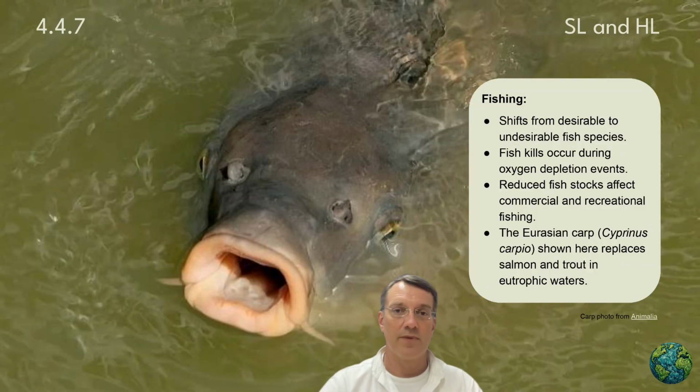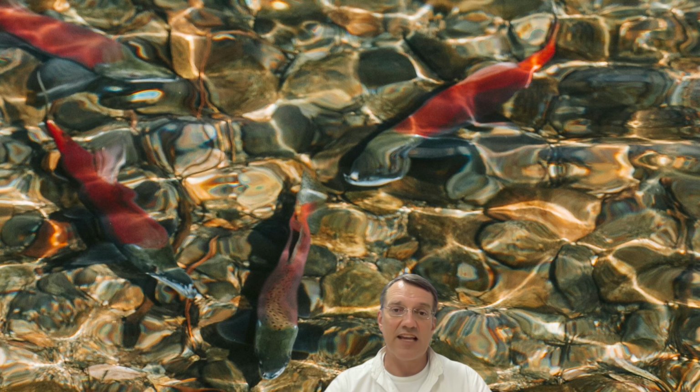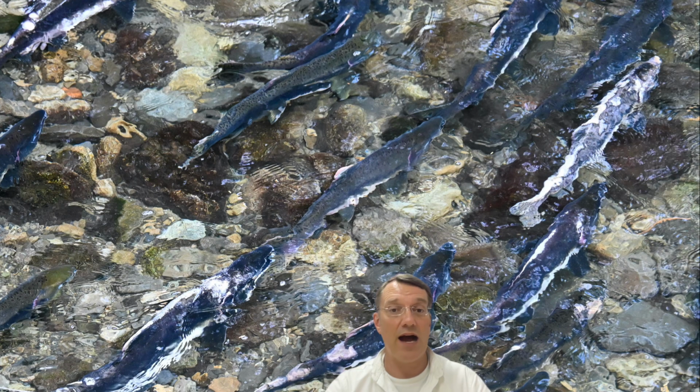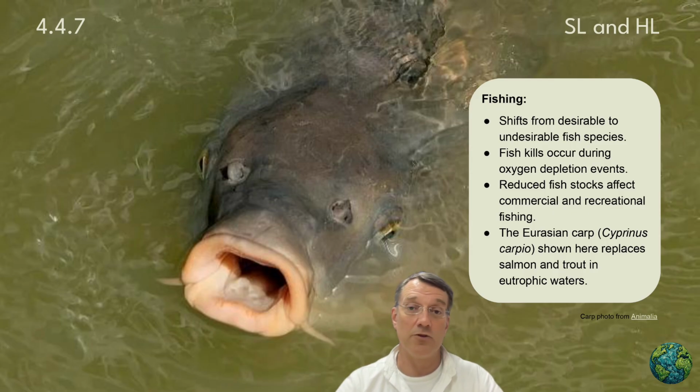Let's start with fishing. Eutrophication causes a shift from desirable to undesirable fish species. Species like salmon and trout, which require high oxygen levels and clean water, disappear. They're replaced by species like the Eurasian carp, shown here, which tolerates poor water quality, but isn't as economically valuable or desirable for human consumption. It just doesn't taste as good.